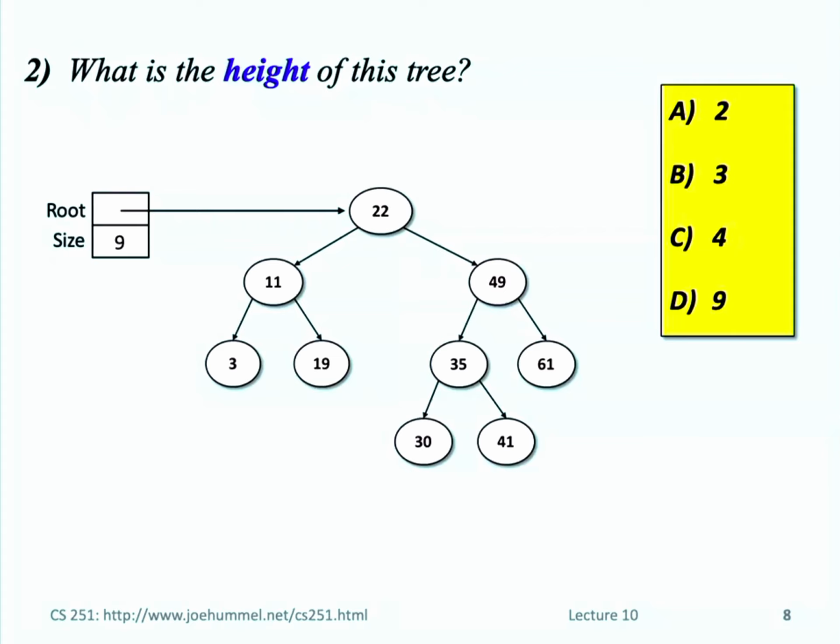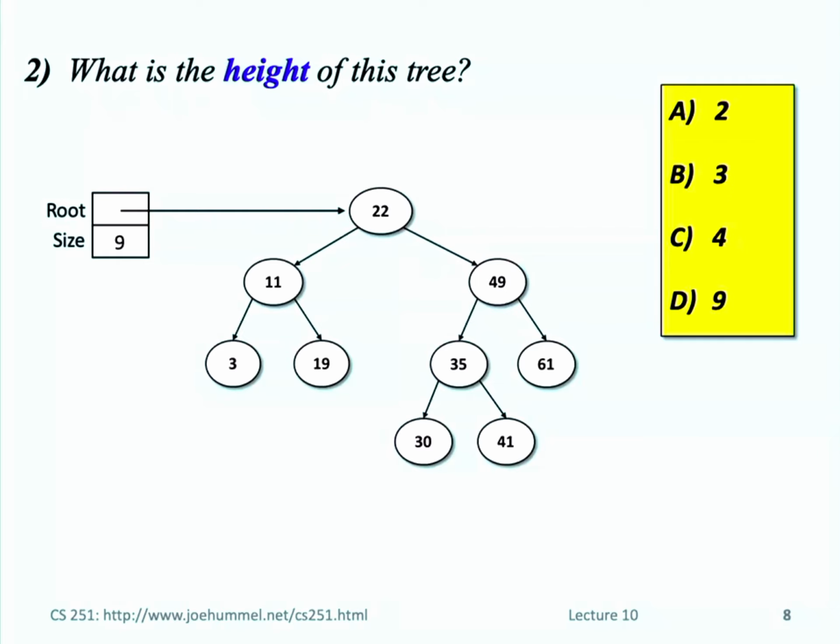All right, let's come back and see what the height is. How many people for A? Okay. What about B? All right, fair. What about C? Okay. Nine? Anyone nine? Okay, so no nines. Great, so we got either 2, 3, or 4.